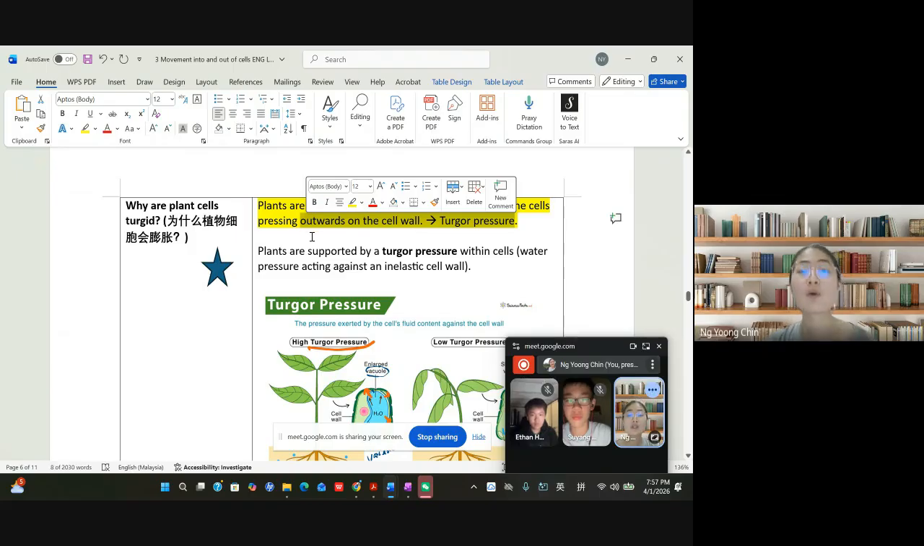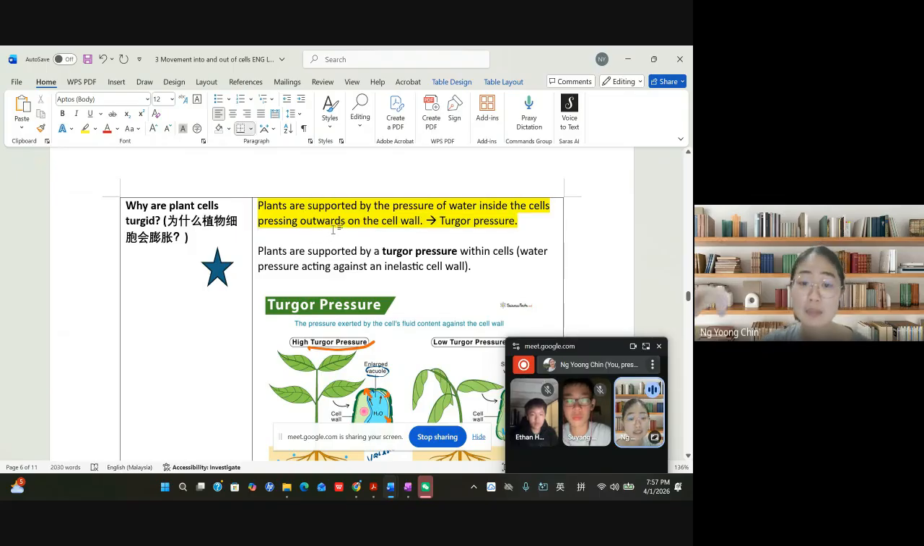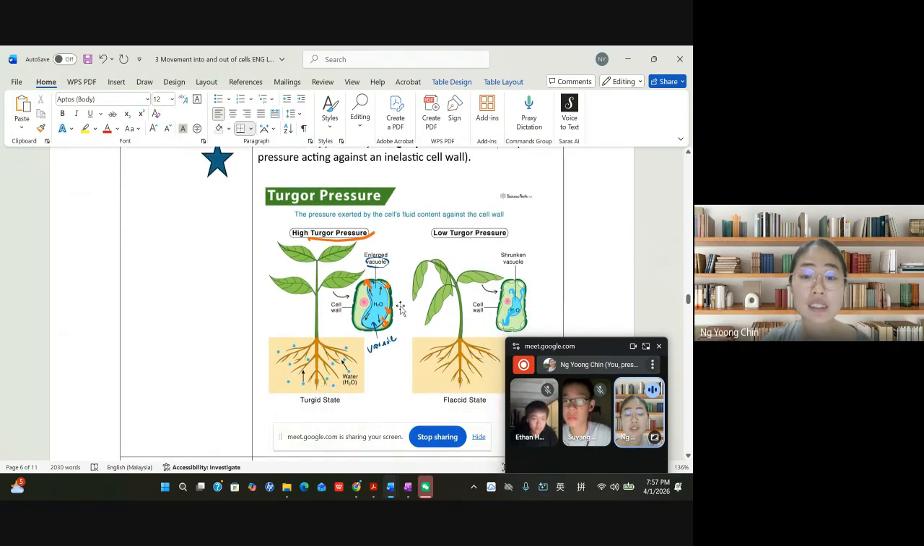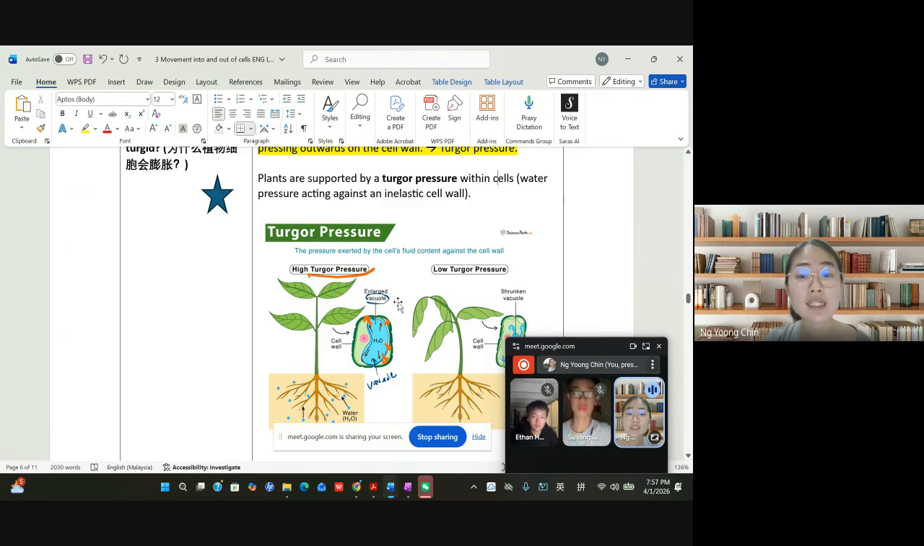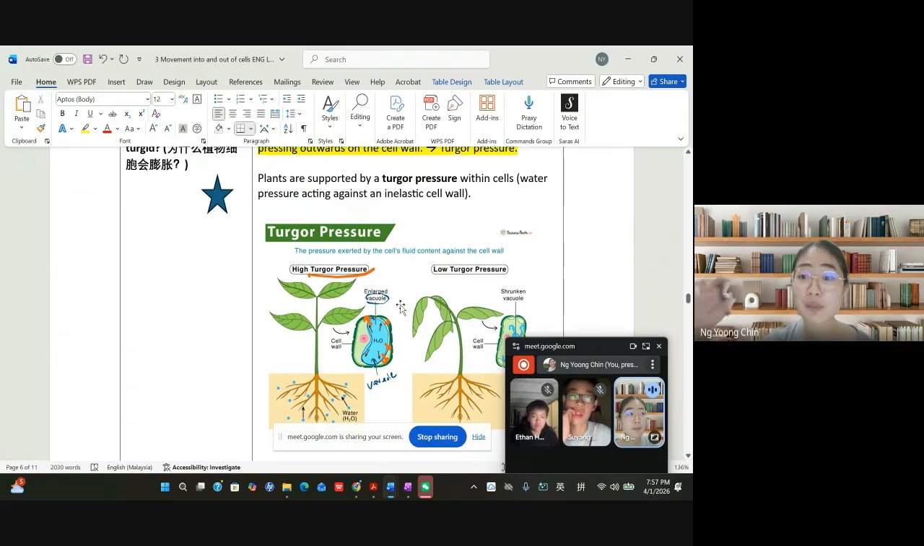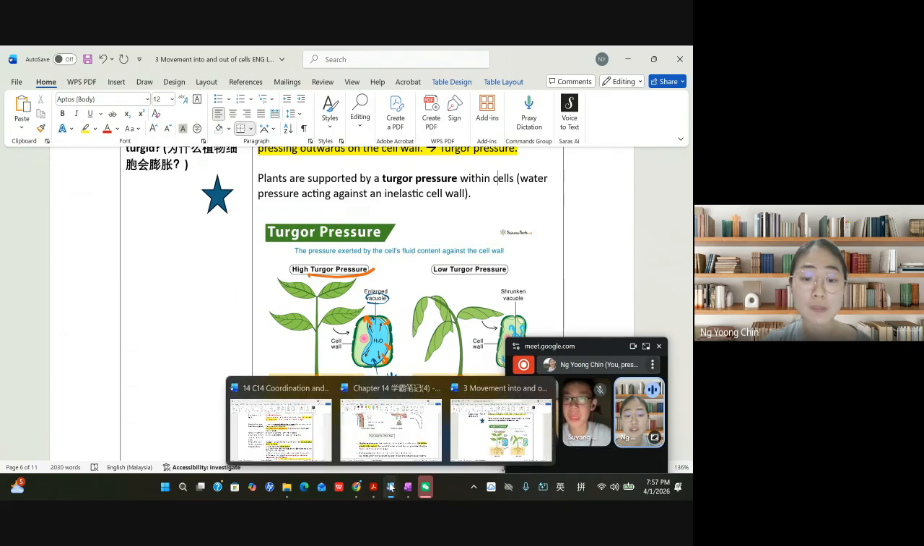So usually, the reason the plant can stay fresh and stand upright is because it is supported by the turgor pressure within the cell. This is called turgor pressure. It will cause the plant cell to appear very fresh and turgid. So whenever the plant cell becomes weak, that means it is reducing the turgor pressure due to losing a large amount of water.